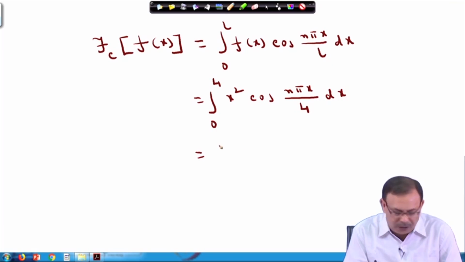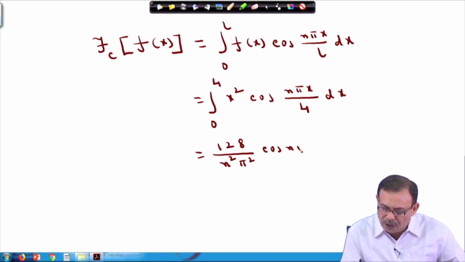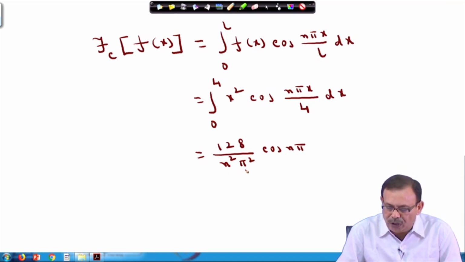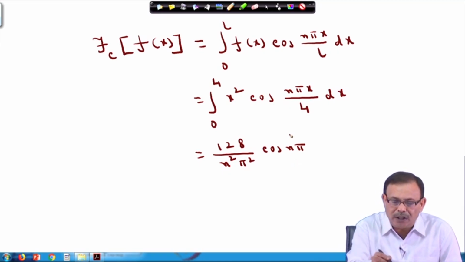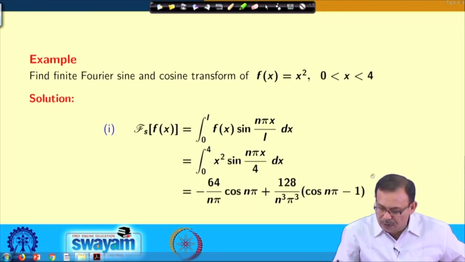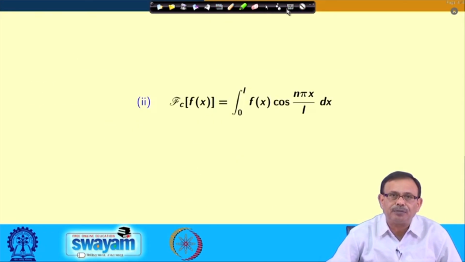If I evaluate the integral, I will obtain the value as 128 by n square pi square into cos of n pi. So, the Fourier cosine transform of f x, where f x is x square and x lies between 0 to 4, is equal to 128 by n square pi square into cos of n pi. If you just see it once, we have done it up to this.